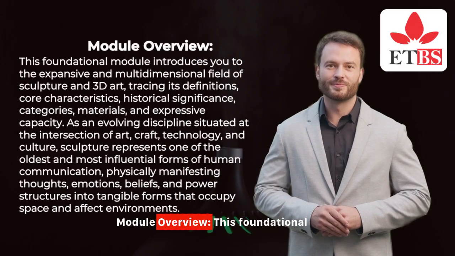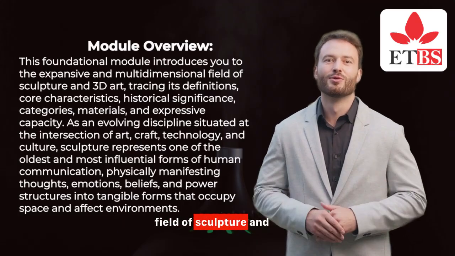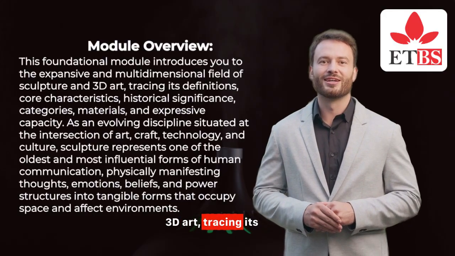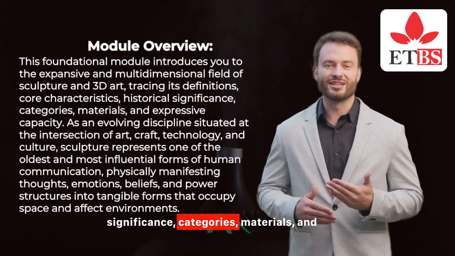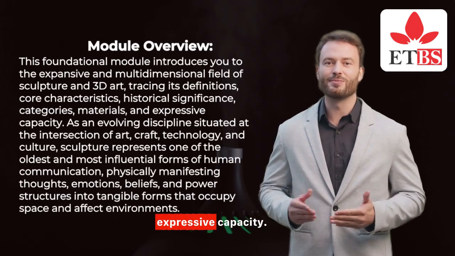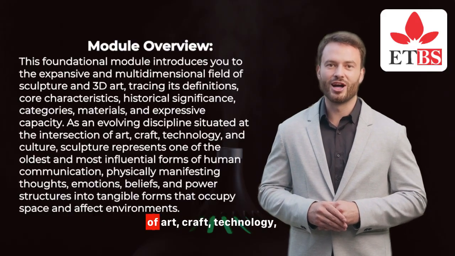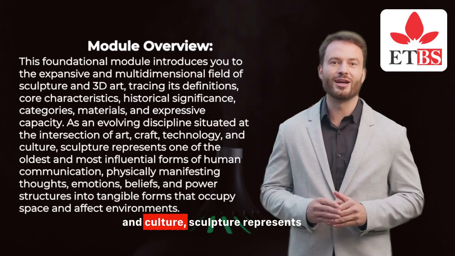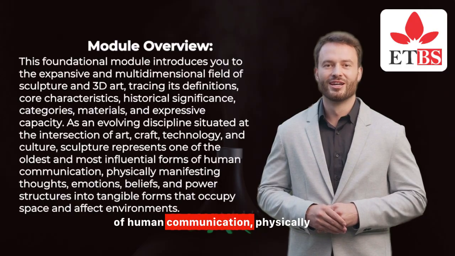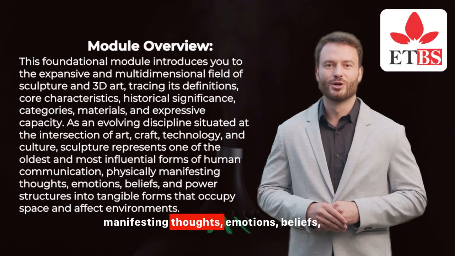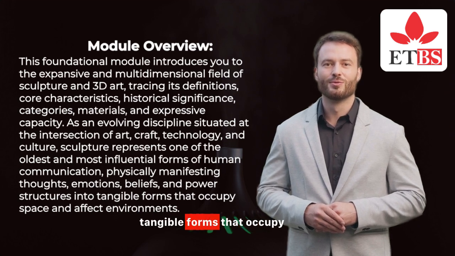Module Overview. This foundational module introduces you to the expansive and multidimensional field of sculpture and 3D art, tracing its definitions, core characteristics, historical significance, categories, materials, and expressive capacity. As an evolving discipline situated at the intersection of art, craft, technology, and culture, sculpture represents one of the oldest and most influential forms of human communication, physically manifesting thoughts, emotions, beliefs, and power structures into tangible forms that occupy space and affect environments.